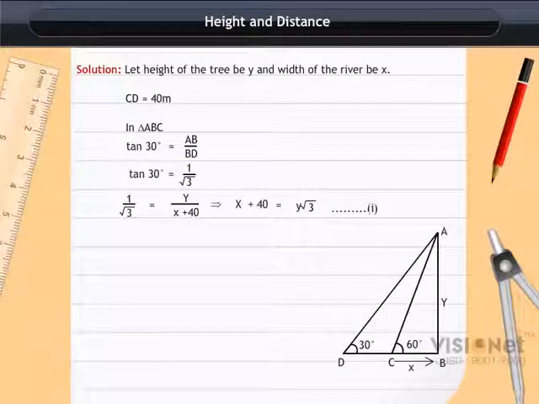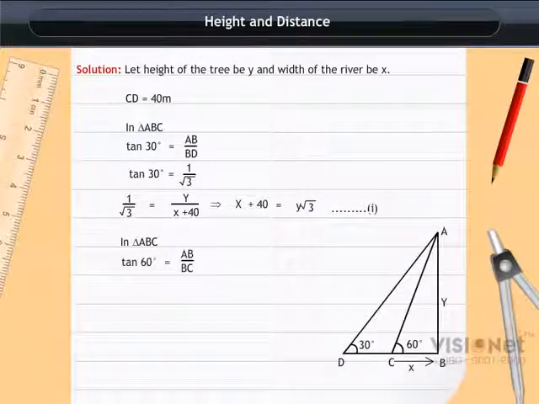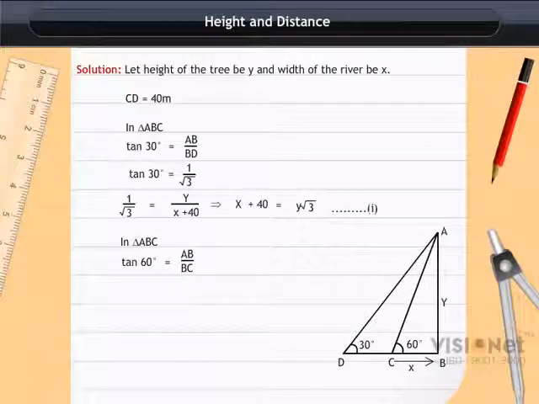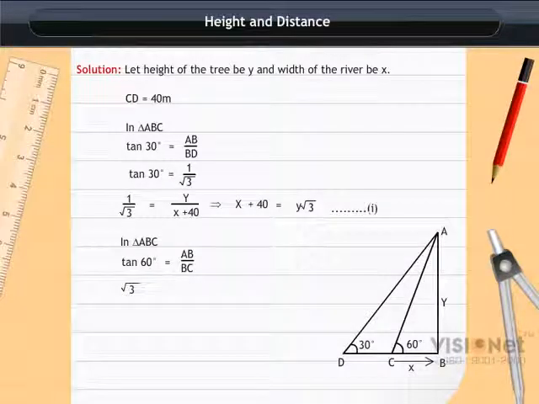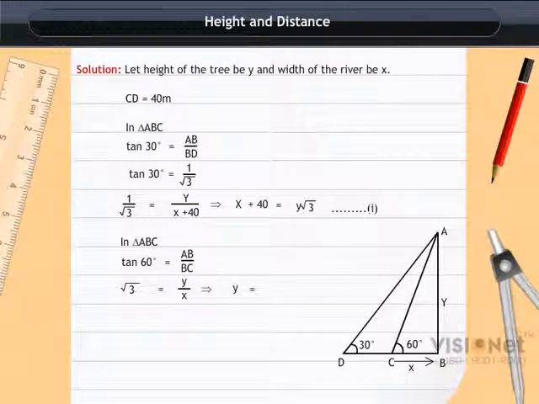Now in triangle ABC, tan 60 degrees is equal to AB by BC. As we know, tan 60 degrees is equal to root 3. So root 3 is equal to y by x, which implies y is equal to x into root 3. Let it be equation 2.